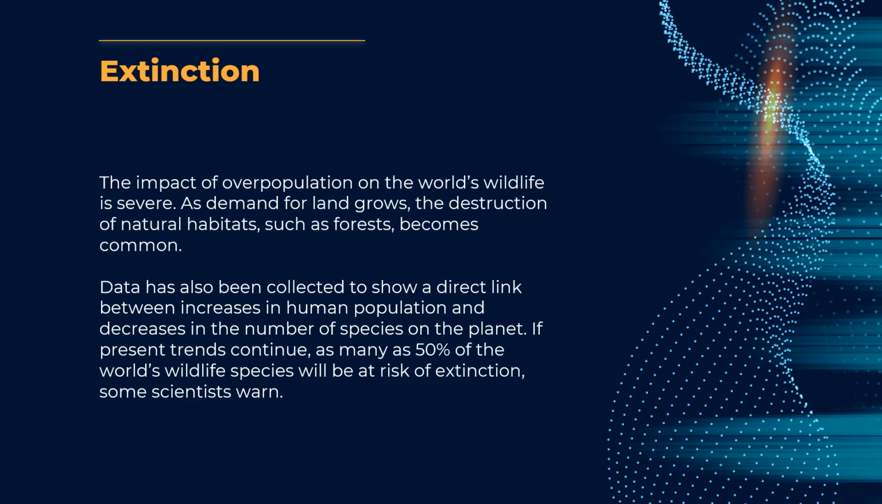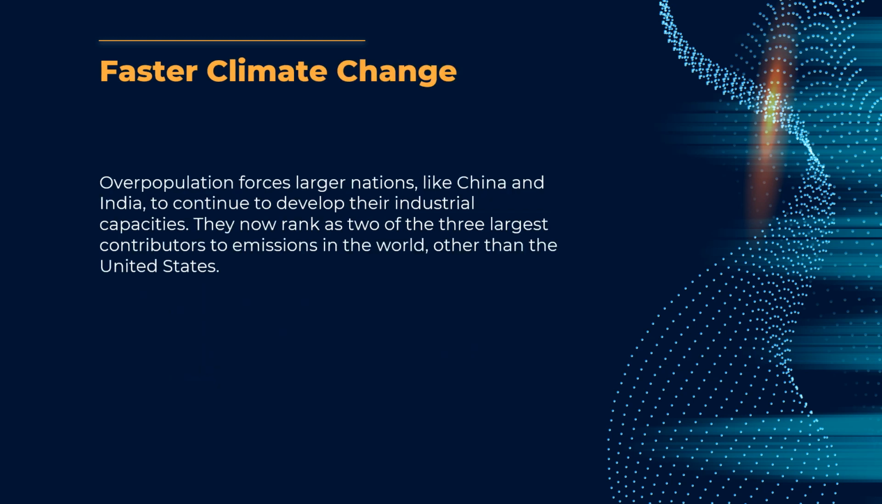Extinction. The impact of overpopulation on the world's wildlife is severe. As demand for land grows, the destruction of natural habitats, such as forests, becomes common. Data has also been collected to show a direct link between increases in human population and decreases in the number of species on the planet. If present trends continue, as many as 15% of the world's wildlife species will be at risk of extinction, some scientists warn.